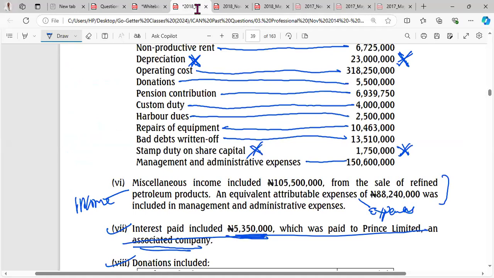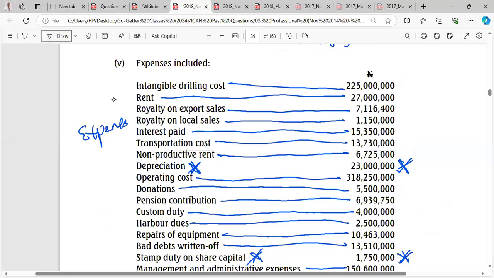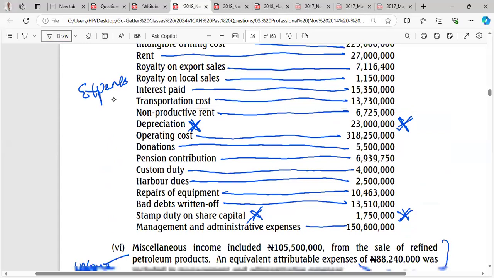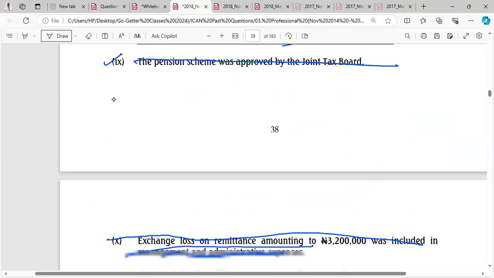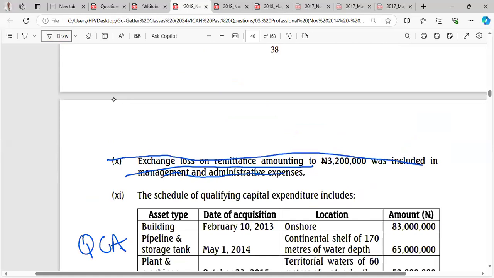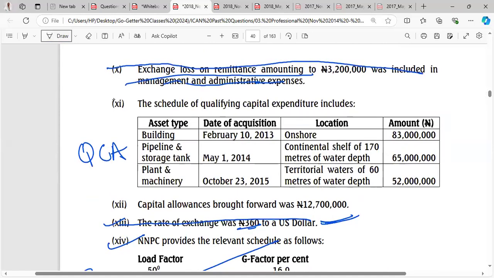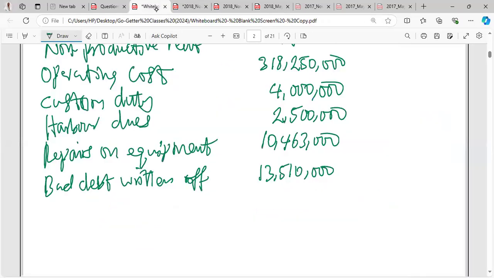So far, let's examine what we've done. Check them one by one. The one we put bad, that was not allowed. So we've crossed out everything remaining capital allowance. We'll come back to capital allowance, but now these are not the only allowable expenses.